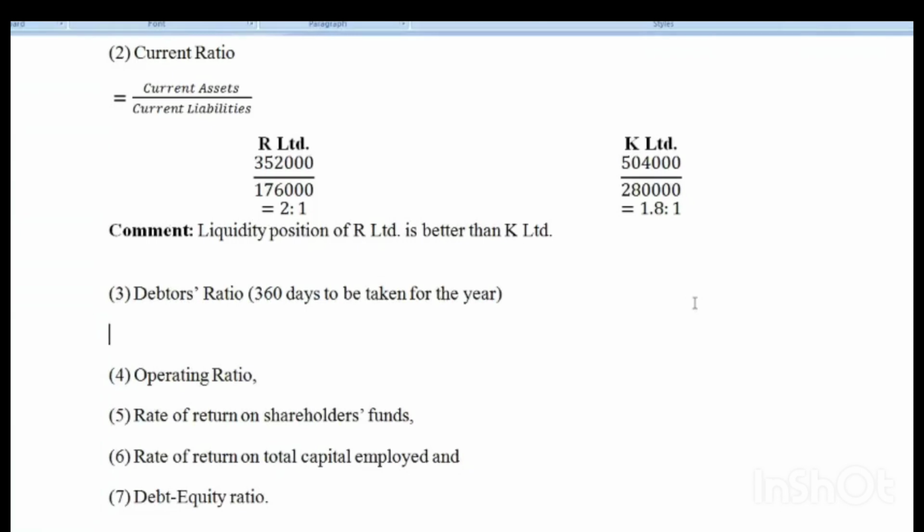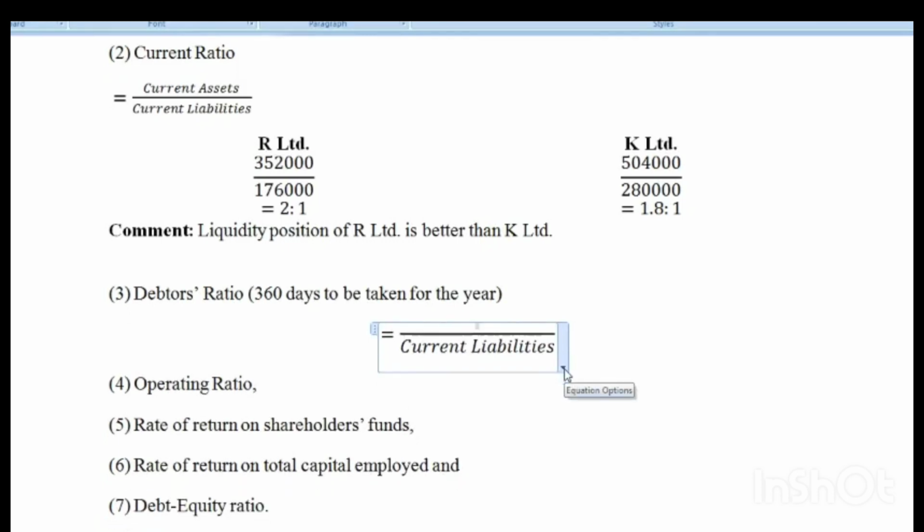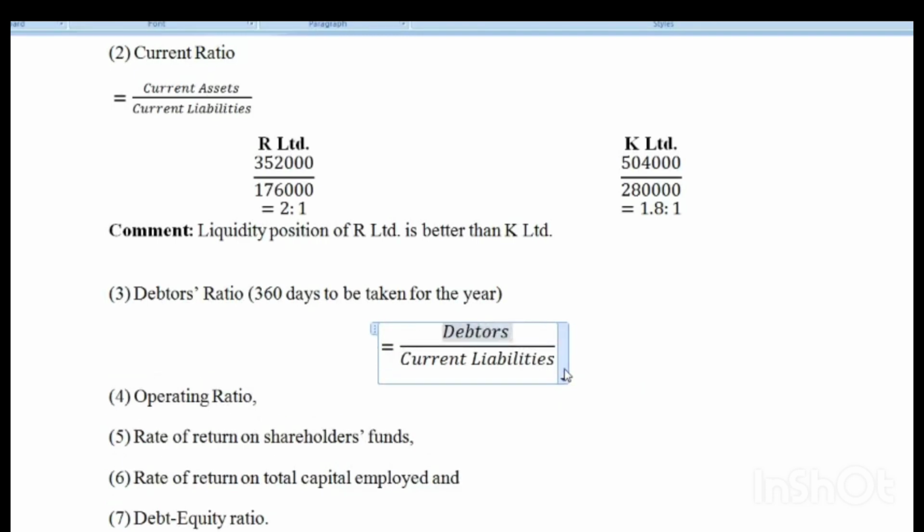Let's go for the next ratio. Next ratio is the debtors ratio. So what is the formula of the debtors ratio? Debtors plus bills receivable upon total credit sales. This is our formula.